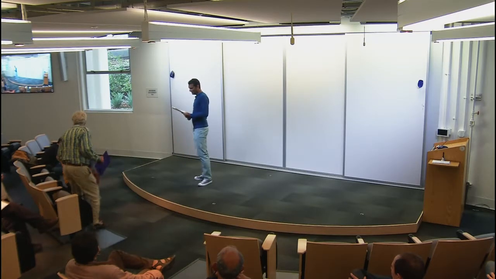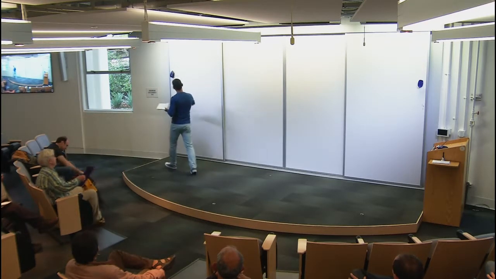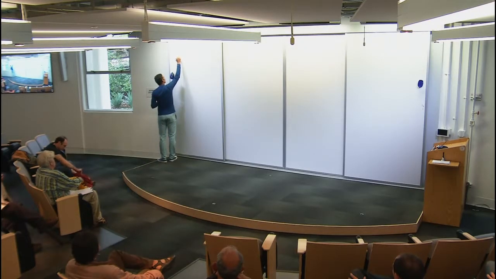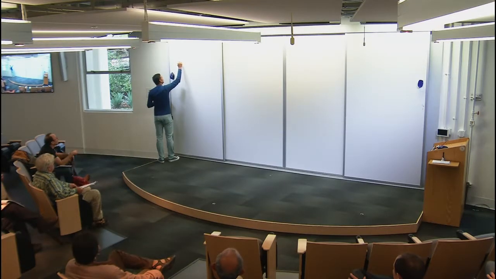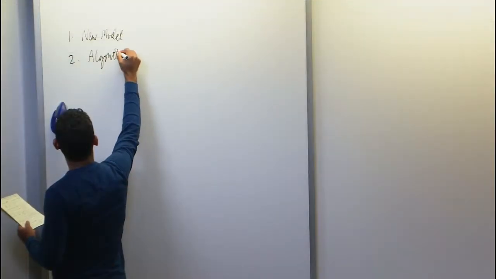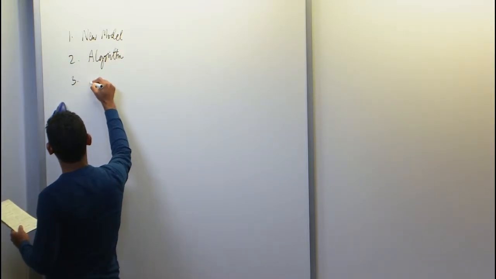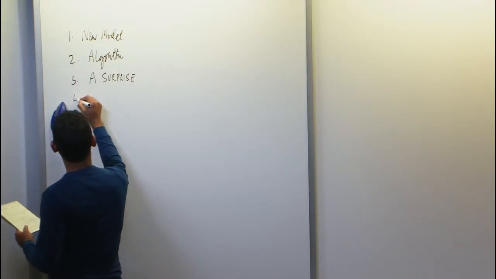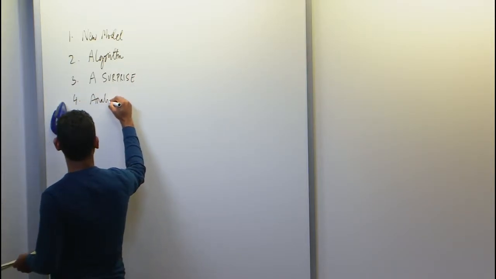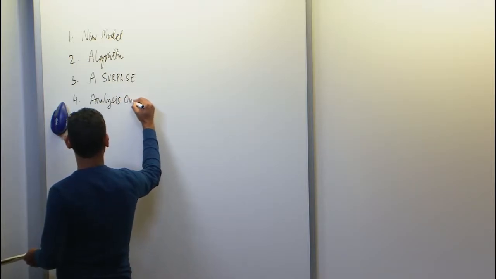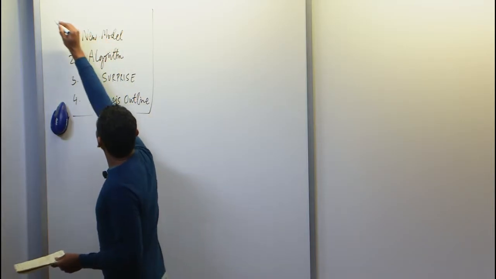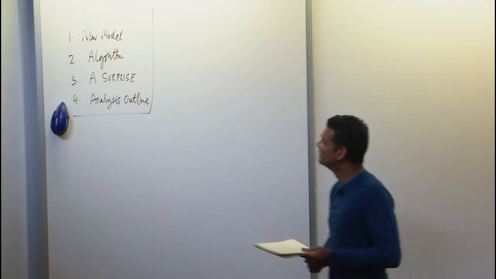So here's the outline slide. A new model, I think new, and then an algorithm. Sort of a surprise, and an analysis outline. That's the outline.